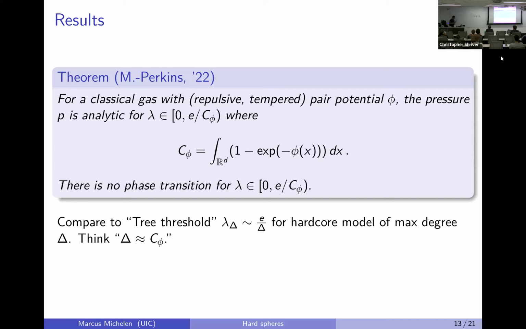So if you're thinking in hardcore model world, which all of us have been for the past day and a half, then you should think about this as the analog of Weitz's bound. And we're going to get there in a slide or two. So we think that Delta is like C phi, and this is like e over Delta. Okay, any questions on the main theorem?